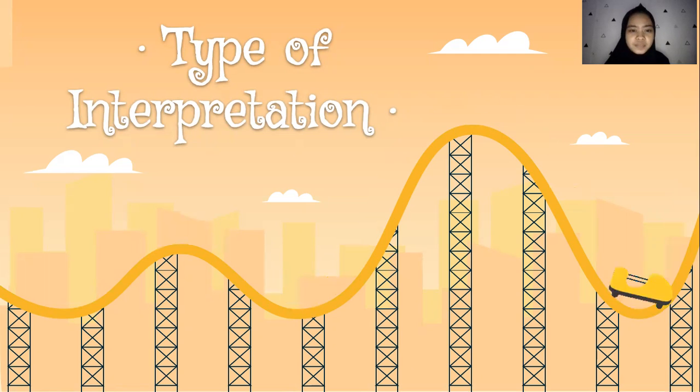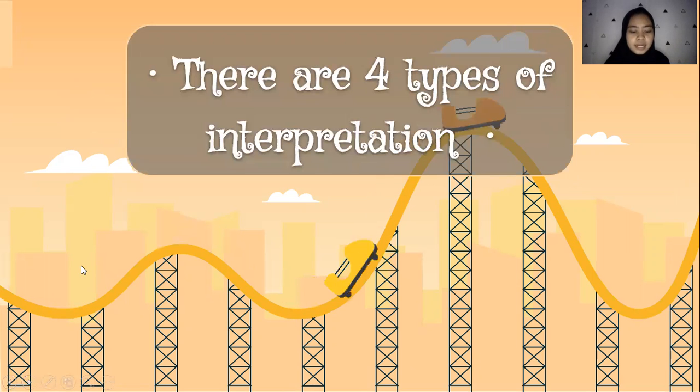202200064. Okay, today I want to present about the types of interpretation. Okay, there are four types of interpretation, such as consecutive, simultaneous, liaison, and whispered. Okay, I can explain them one by one.